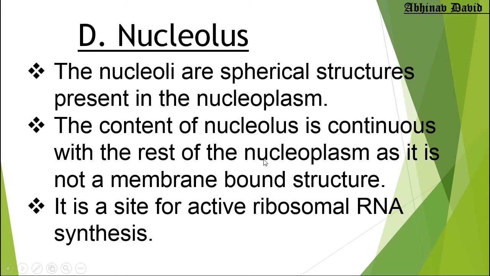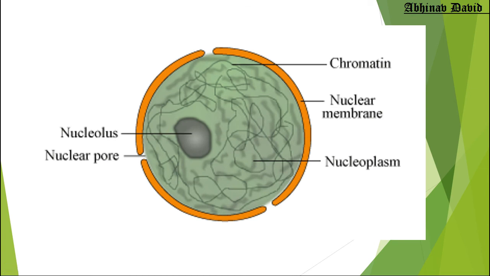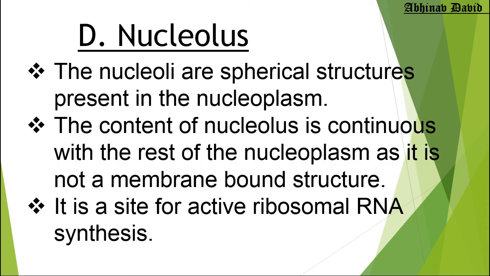Now what does this mean? It means it does not have any membrane around it. It does not have any separate boundary around it. It is continuous with the nucleoplasm, and it is a structure which is responsible for the formation of ribosomal RNA. Okay, so it is a site for active ribosomal RNA synthesis. So what is RNA? It is similar to the DNA. Now DNA is deoxyribonucleic acid, RNA is ribonucleic acid, and they both are nucleic acids present in the nucleolus, and it is involved in various metabolic processes inside our body.